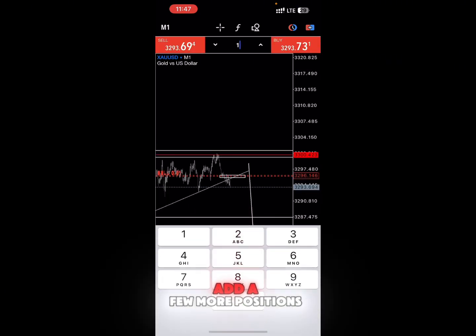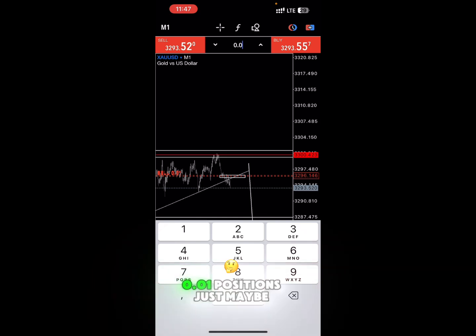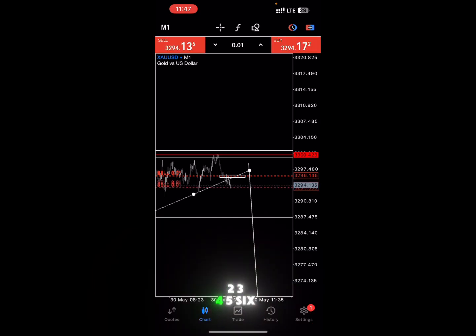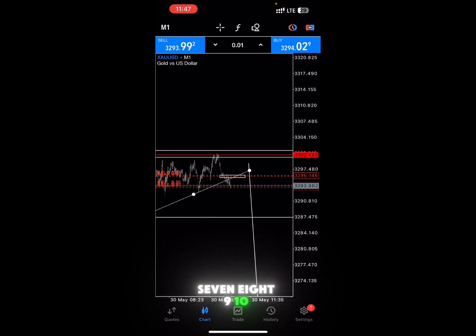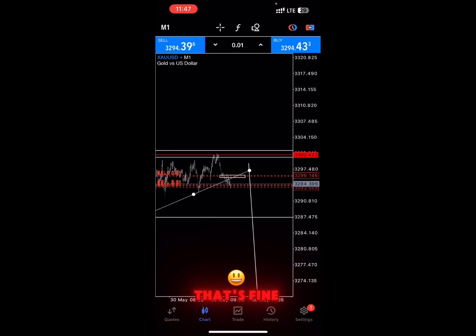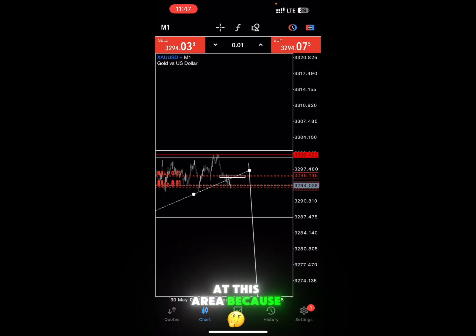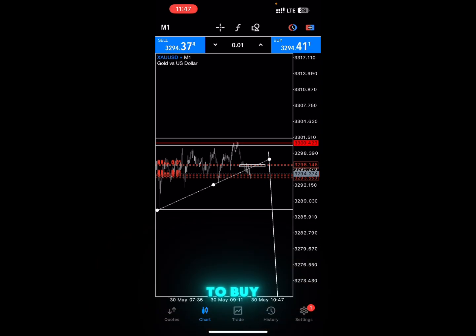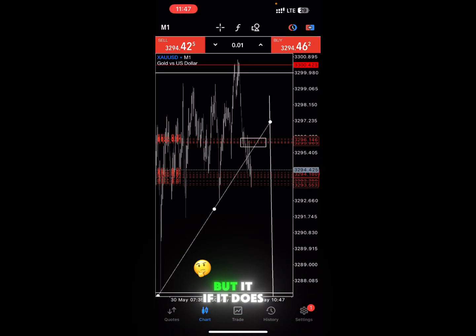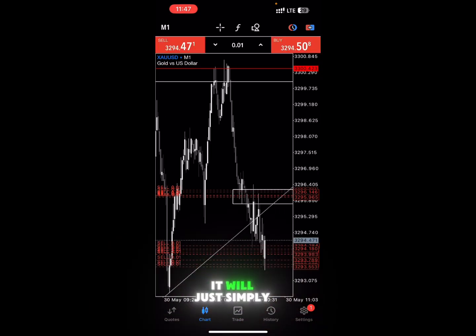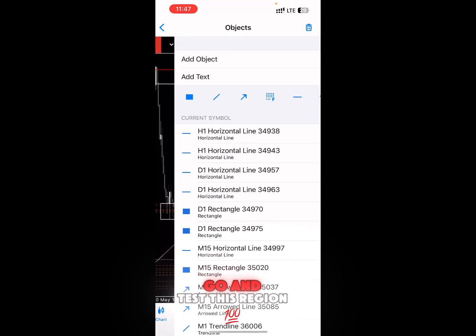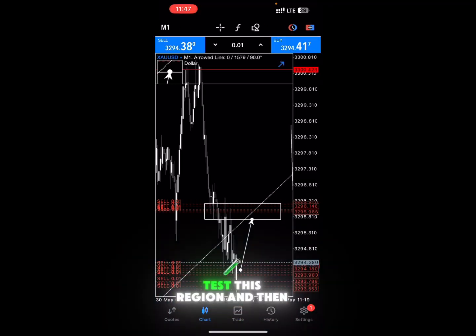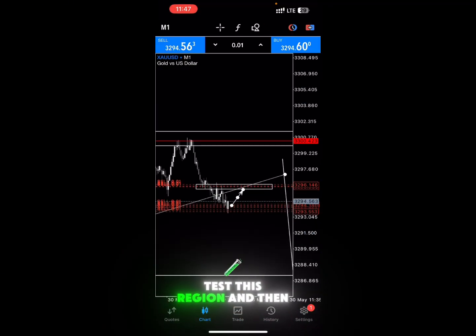So I can maybe add a few more 0.01 positions, just maybe 10. 1, 2, 3, 4, 5, 6, 7, 8, 9, 10, 11, 12, 13, 14. Yeah, that's fine. At this area, because this is an area of interest. This is an area where many people would want to buy price, but if it does go up, it will just simply go and test this region here.